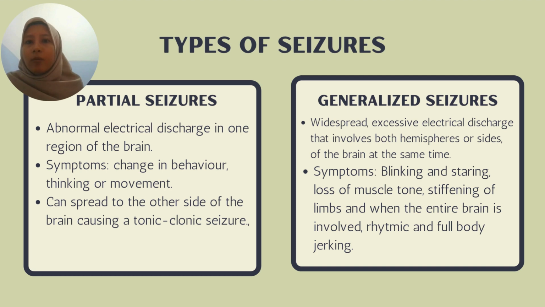One of the symptoms of partial seizures is change in behavior, thinking, or movement, and it can spread to the other side of the brain, causing a tonic-clonic seizure, which is a generalized seizure that leads to a loss of consciousness. Okay. For generalized seizures, there are a few symptoms such as blinking and staring, loss of muscle tone, stiffening of limbs, and when the entire brain is involved, rhythmic and full body jerking.